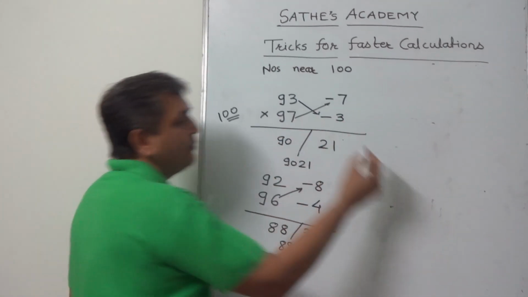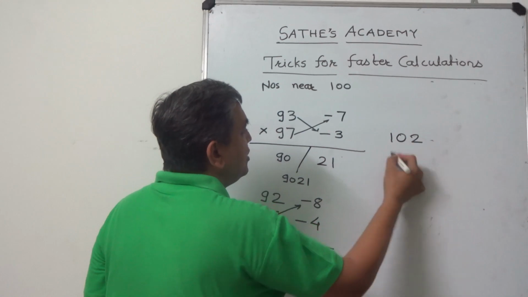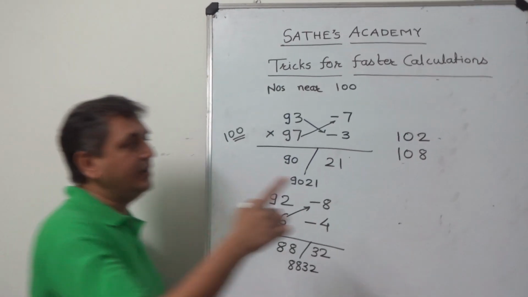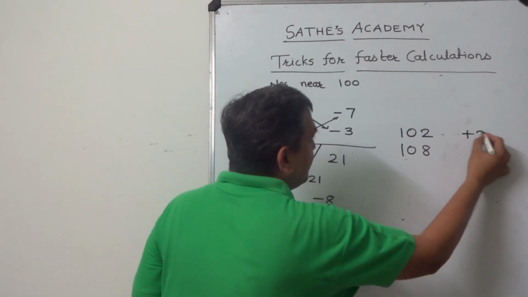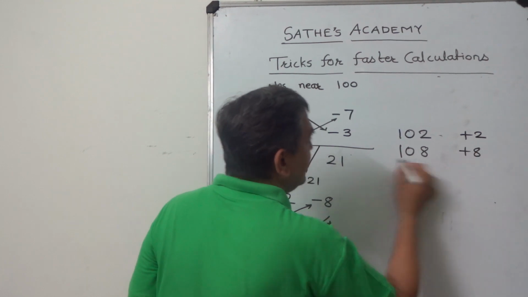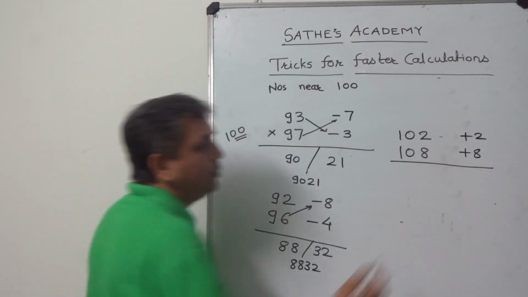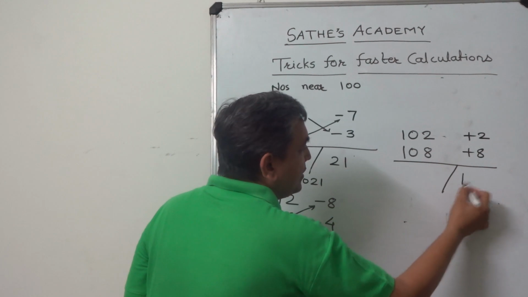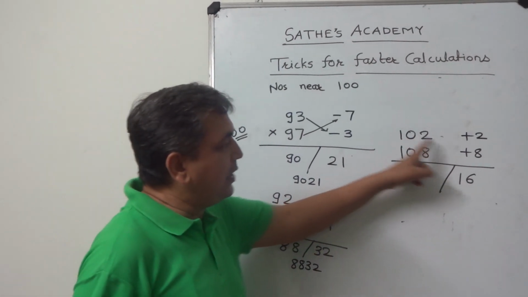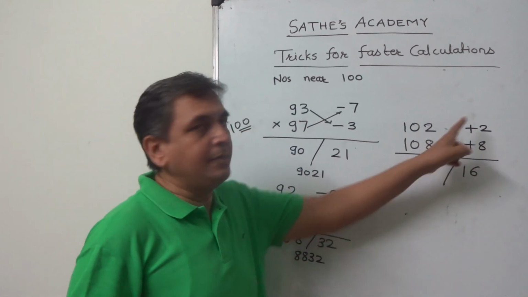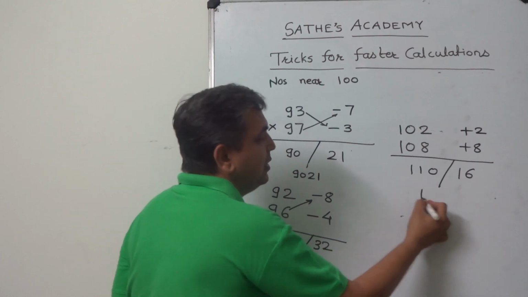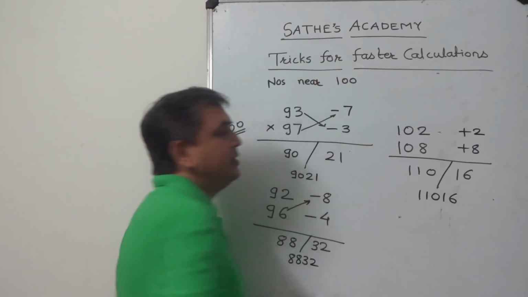This can also be done for numbers greater than 100, 102, 108. Now these numbers are more than 100. How much more? Plus 2, 100 plus 2. And this number is 100 plus 8. Now what we do? 8 2s are 16, a 2-digit number. Now either we do 102 plus 8 or 108 plus 2. Anyway, we are going to get 110. So answer is 11016.